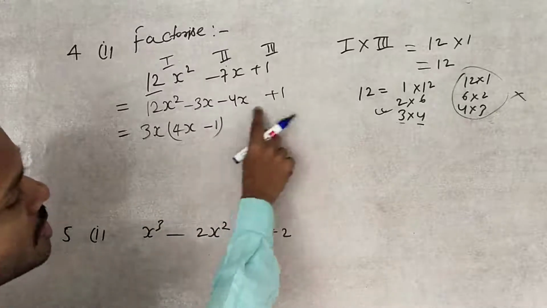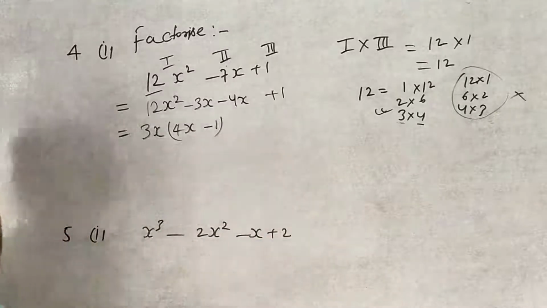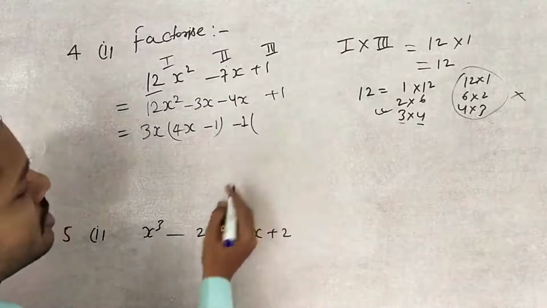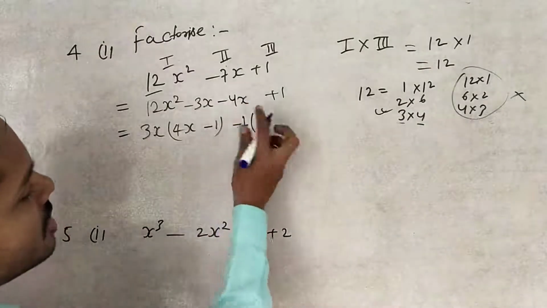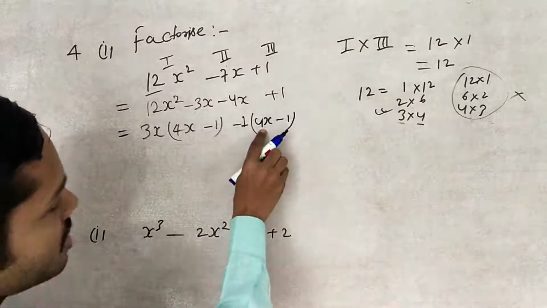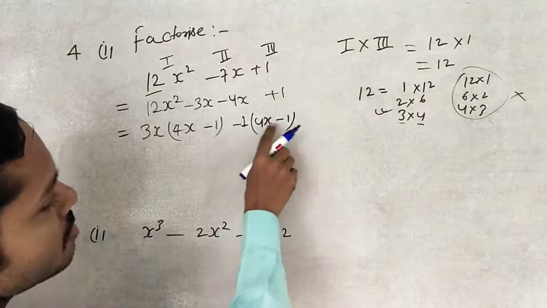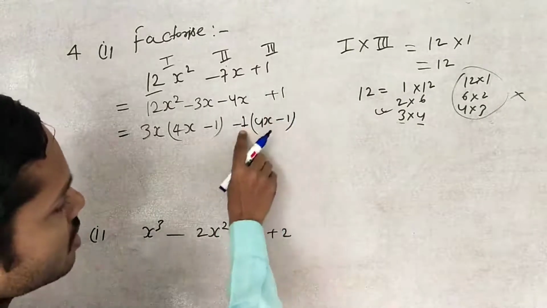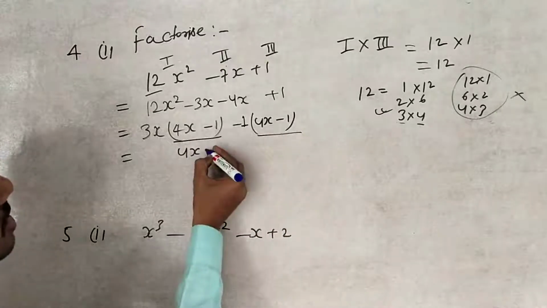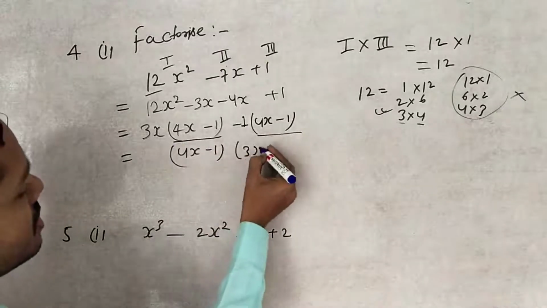Now look at what is common between both of them. If nothing is common, then 1 is common. What is common? 1 is common. So here we are taking minus 1 common. Clear? Now there becomes 4x and there becomes minus 1. Look at minus 1 times 4x, minus 4x, and minus 1 times minus 1 is plus 1. Now look at what is common: 4x minus 1 is common, and the remaining is 3x minus 1.